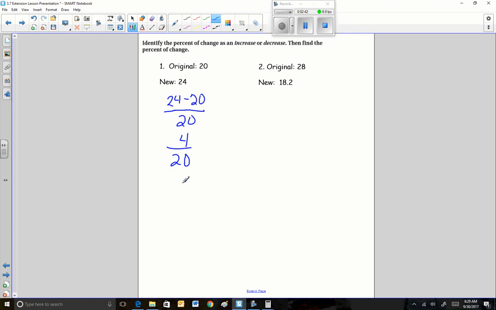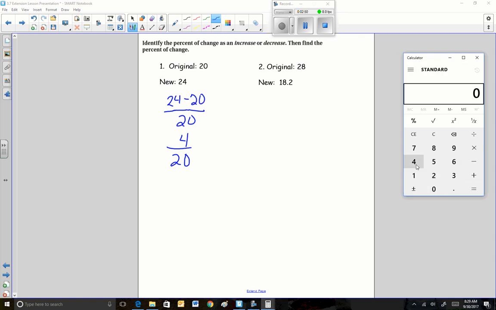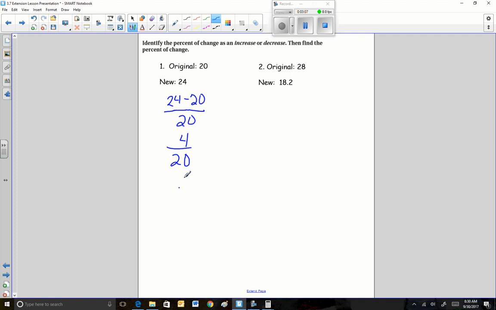If I take 4 and divide by 20, let's grab a calculator real quick. Oops, I went too far. Let's try that again. I'm sorry, didn't want to waste your time. 4 divided by 20, and you get 0.20. And if you get 0.20, we move our decimal 2 places to the right. So that's 20%, and this was an increase. So someone increased their prices by 20%.